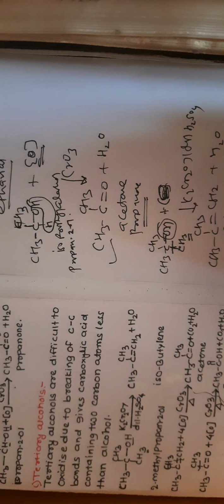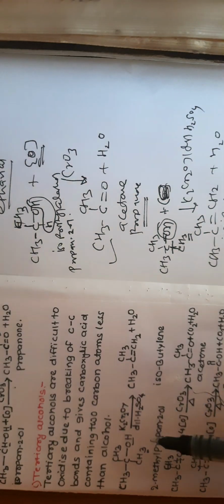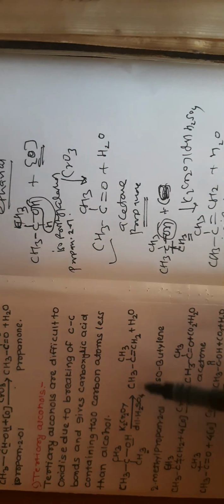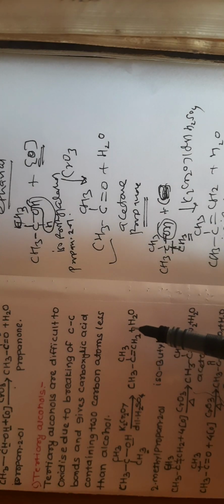Isobutylene formation takes place, or 2-methylpropene. Here is the first step: tertiary butyl alcohol with K2Cr2O7 gives CH3 double bond CH2 plus H2O.